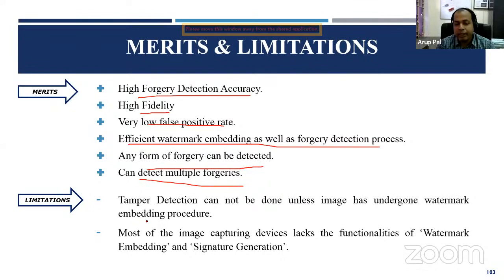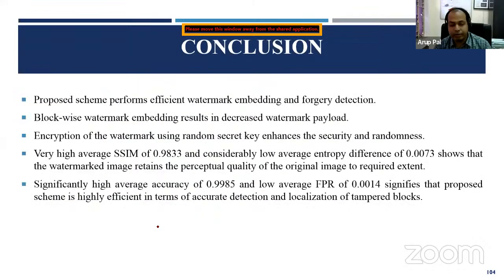But what is the limitation? Tamper detection cannot be done unless the image has undergone the watermark embedding process. Means until you have embedded some kind of watermark, you are unable to identify the forged region. Most image capturing devices lack the functionality of watermark embedding, so it is quite difficult to find out the real scenario in this process.